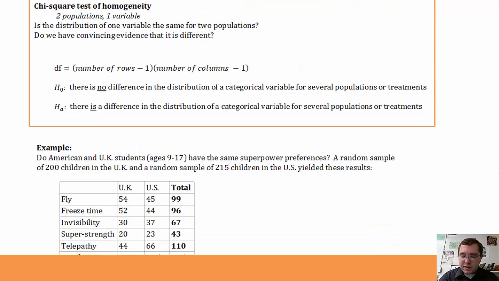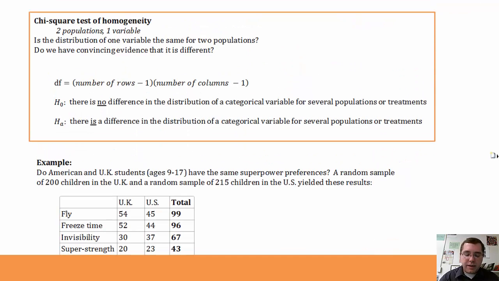How about a chi-squared test of homogeneity? A test of homogeneity is when we have two populations but one variable. So we have two samples, and we have asked them one question, and it's the same question for both of them. And what we're ultimately getting at is: is the distribution of that one variable the same for the two populations? Do they agree in their distributions according to this one variable?